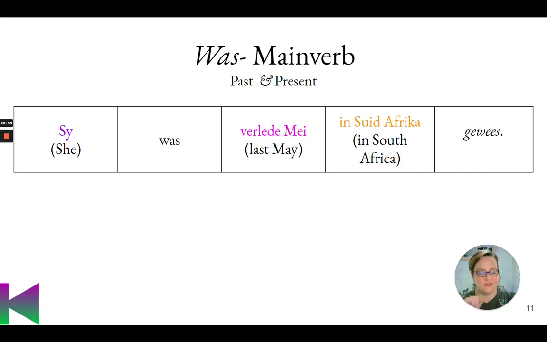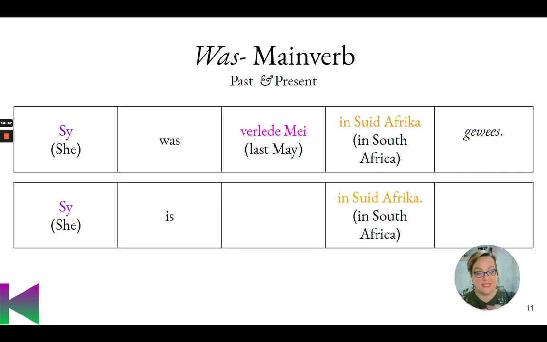Okay, so let's do this one in present tense, and this should be dead easy. With no time word. Sy is in Suid-Afrika. That's it. The past tense of that, sy was verlede Mei in Suid-Afrika.